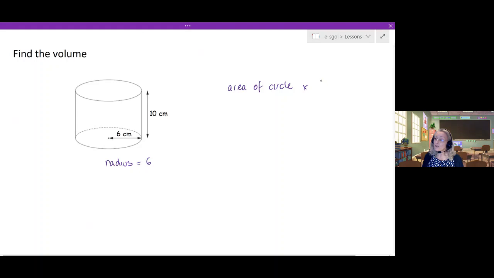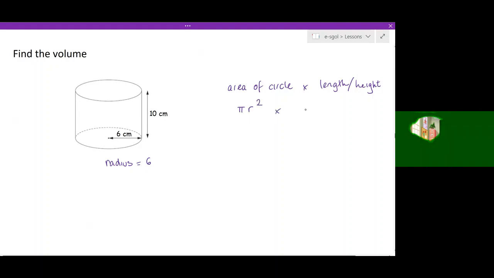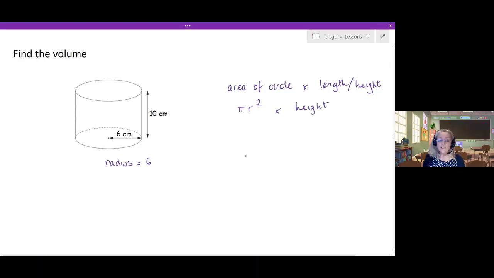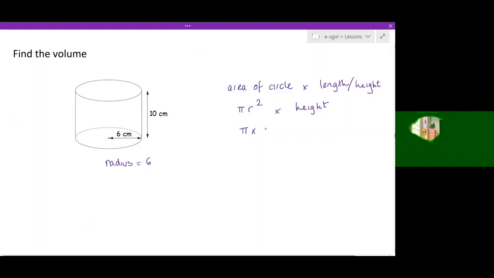So you can call it the length, or you can call it the height if this cylinder is standing up like this. So my area of a circle is going to be pi r squared multiplied by this height or length. And let's put the numbers that we've got into this. So this is going to be pi multiplied by, when there's no sign here, that means we're doing pi multiplied by the radius squared. And my radius was 6. So this is pi multiplied by 6 squared.